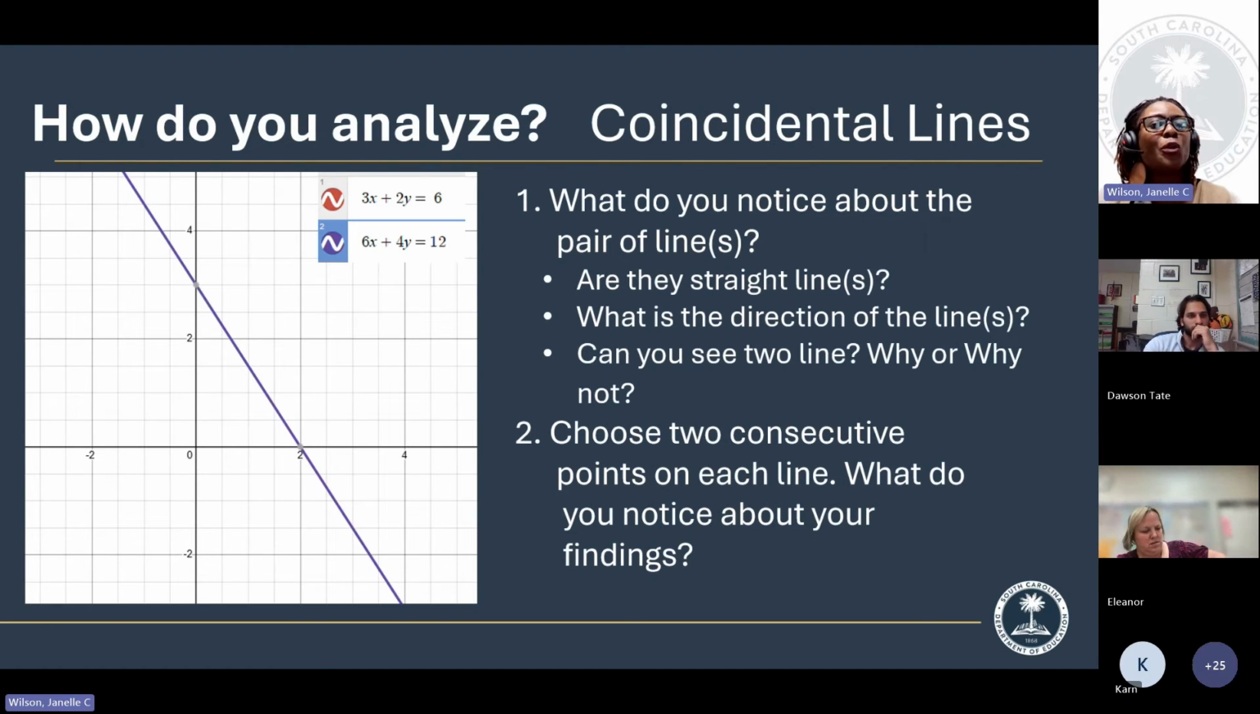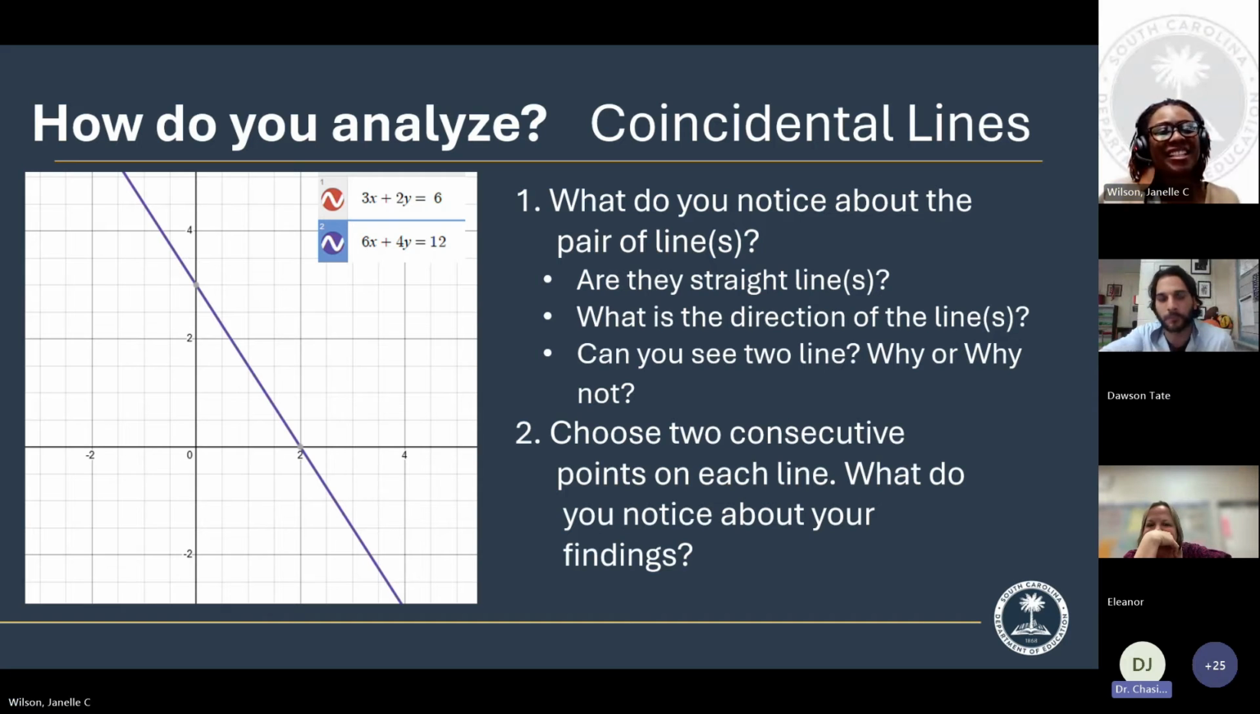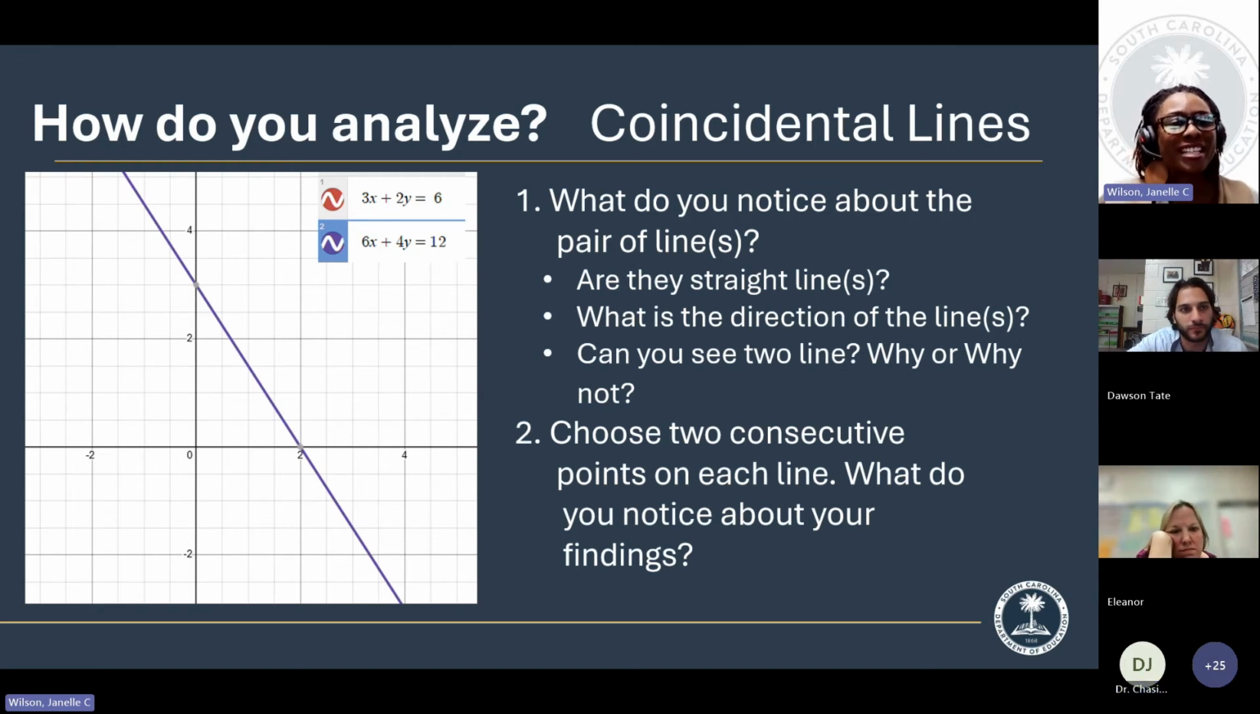Okay, let's look at coincidental lines. How do you analyze? What do you notice about the pair of lines? There are overlapping lines. We don't see two lines, right? But in the chat, it's two different colors. Right, we know that there should be two different colors. Exactly. So, what direction are these lines?